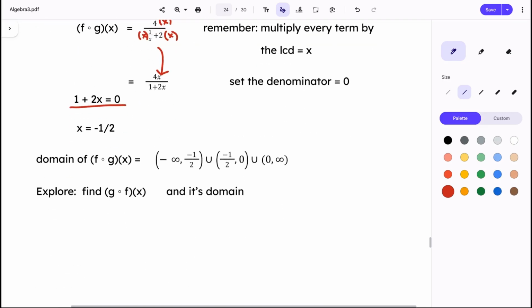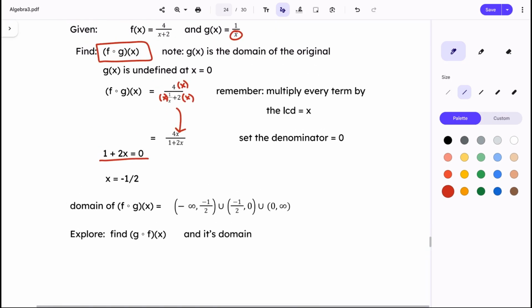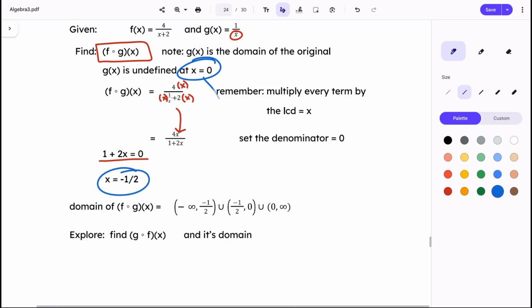So that negative infinity to negative 1/2, that's what we found when we set that bottom equal to 0. And then again, negative 1/2 to 0 because that's coming off of g's function. So they're coming back up here, and what they wrote at this point also plays in. So we're saying x can't equal 0 and x can't equal negative 1/2. That's how they're writing out the domain using those two numbers.